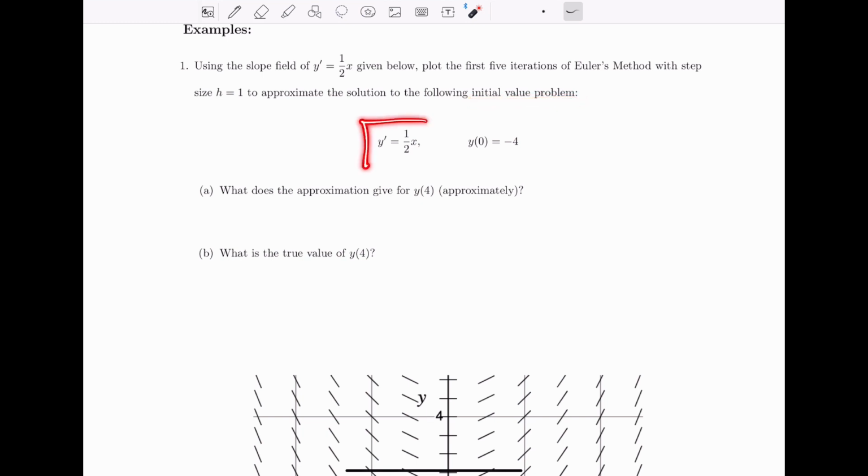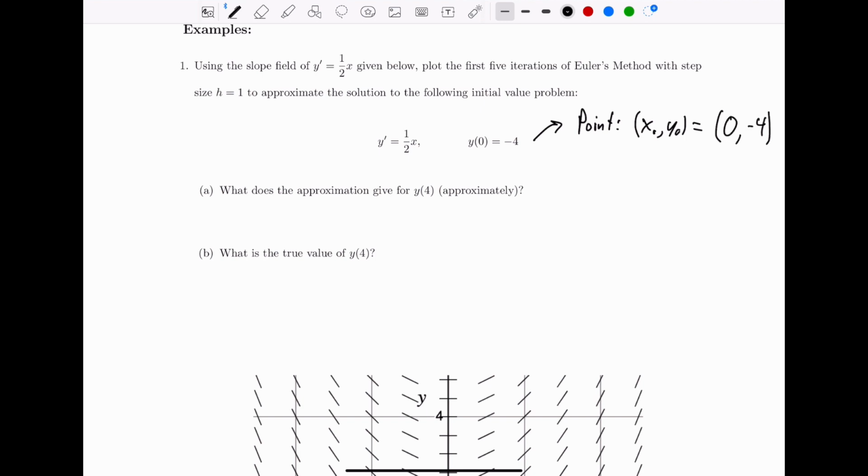We have this differential equation, and this is the form that we need. We need y prime equals some function of x and y. This is in the proper form, and here is our initial condition. And once again, this initial condition means that we have a point that the solution curve passes through. And this point, this is the x0, y0. This is the starting point for Euler's method. So the x value is 0, the y value is -4. That's the point where we're going to start Euler's method.